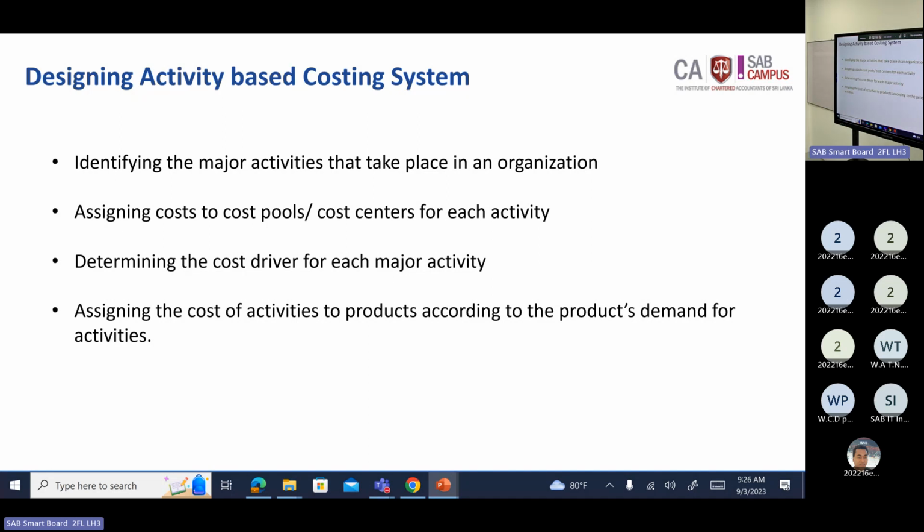Then you have to determine what is the most suitable cost driver for each activity.